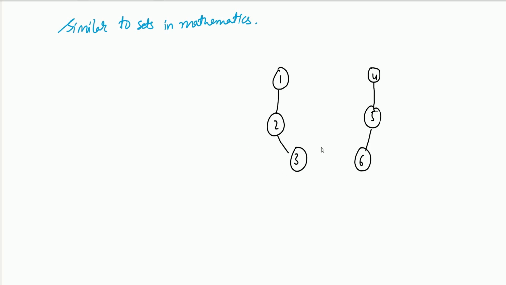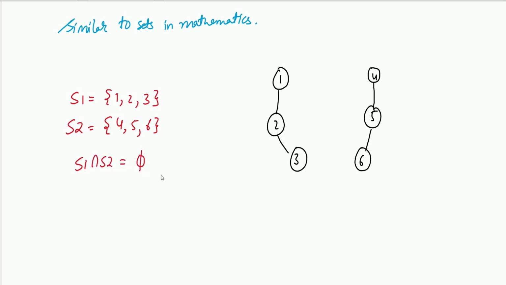So I will create one set S1 which will contain my three vertices 1, 2 and 3, and another set S2 which will contain my other vertices 4, 5 and 6. Now this is called disjoint because if you do S1 intersection S2 you will get the empty set. So for all the disjoint sets, if you do intersection between any two of them, you will get the empty set, right? And basically there are two operations that happen on them.